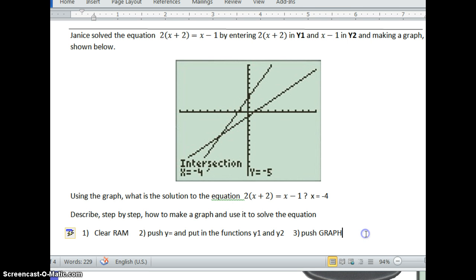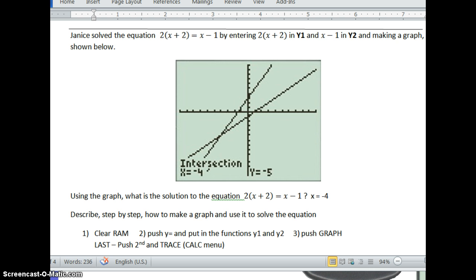Okay, so that was clear RAM, push y equals, and put in the functions, then push graph, and then last step, push seconds and trace. That's going to take you to the calc menu.